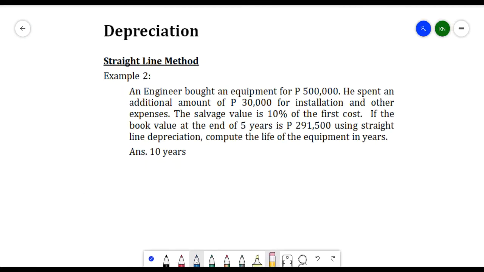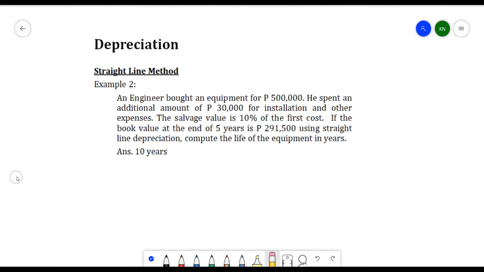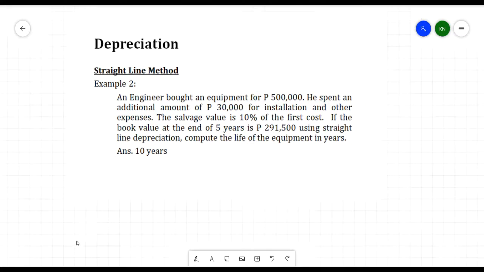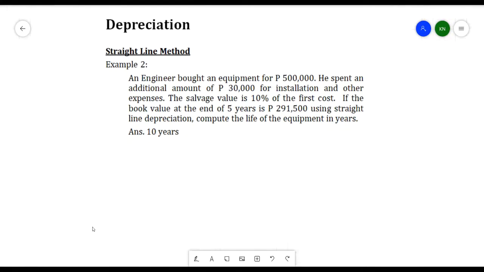Another example that we have here is an engineer bought an equipment of 500,000 pesos. He spent an additional amount of 30,000 pesos for installation and other expenses, and the salvage value is 10% of the first cost. If the book value at the end of 5 years is 291,500 pesos, using straight line depreciation, compute the life of the equipment in years. So basically, we are looking for our L here, the useful life of our equipment.